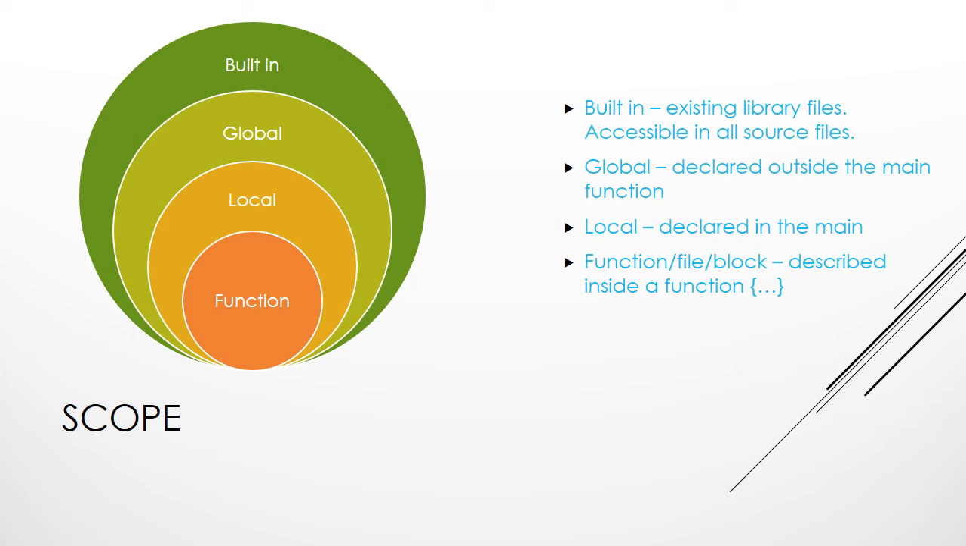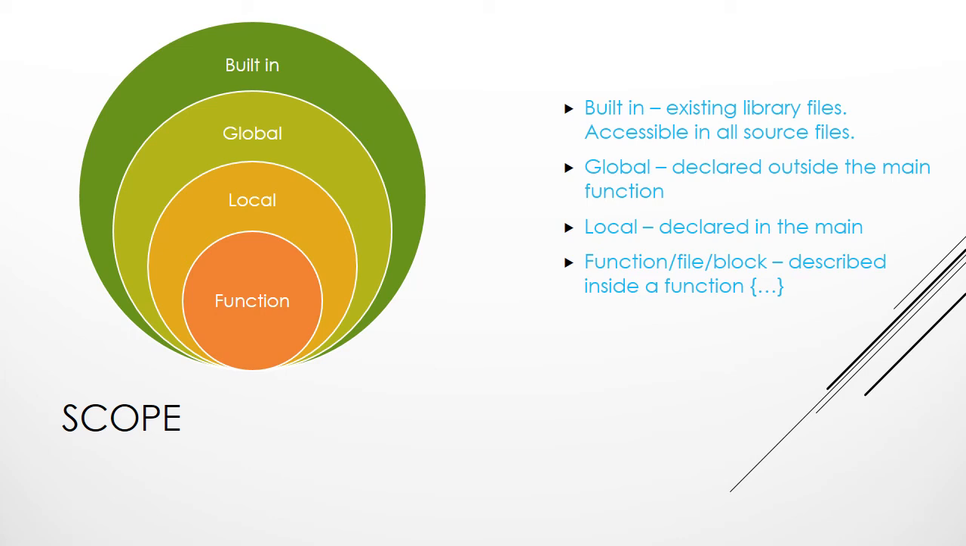So that variable is defined inside that block only, and if I call that variable anywhere outside that block, then the program will show an error. So there are different types of scope. There are built-in functions and built-in variables, which can be used in all the source files which I write in C++.